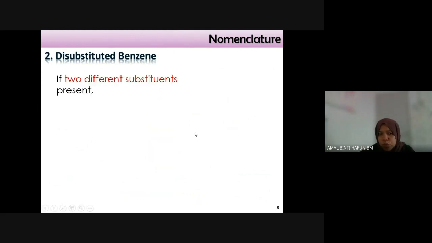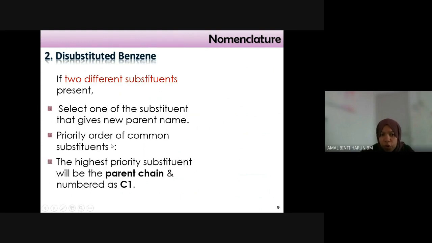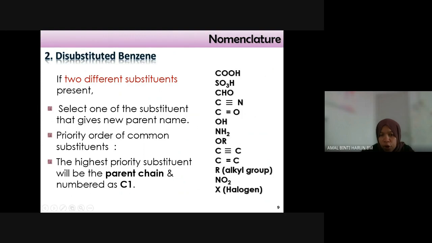If 2 different substituents are attached, can we use ortho, meta, para? Okay. If there are 2 substituents, we must choose which one becomes the new parent. Priority order of common substituents. We need to look at the priority. So the highest priority is carboxylic acid, SO3H, carbonyl compounds, cyano compounds, C double bond O, ketone, aldehyde, alcohol, amine below it, OR is ether, triple bond, double bond, R, NO2, halogen.